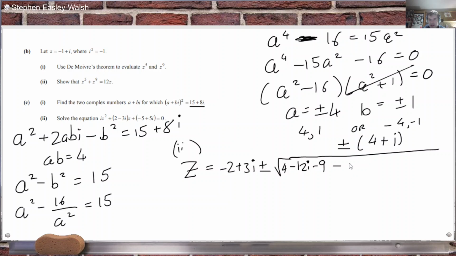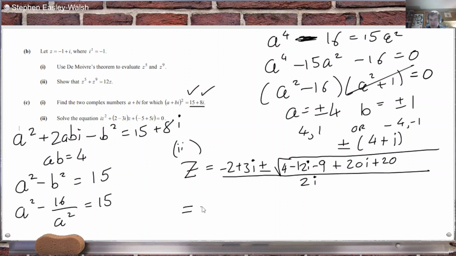So minus 4i times minus 5 plus 5i. So that would be plus 20i minus 20i squared, which is plus 20 then. 20 minus 9 is 11, plus 4 is 15. Excellent. 20i minus 12i is 8i. Excellent. All over 2a, which is 2i.